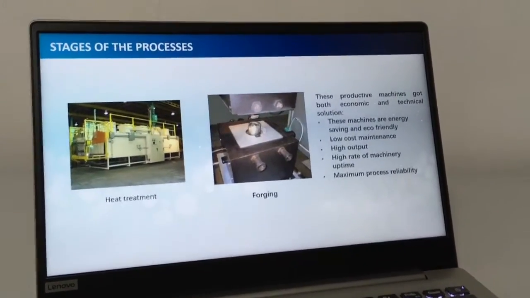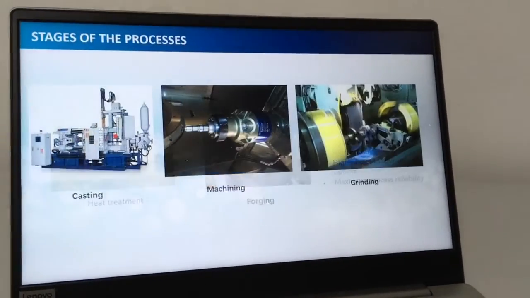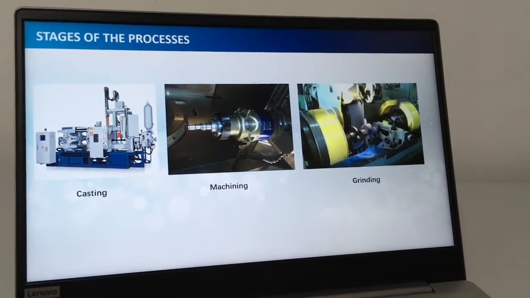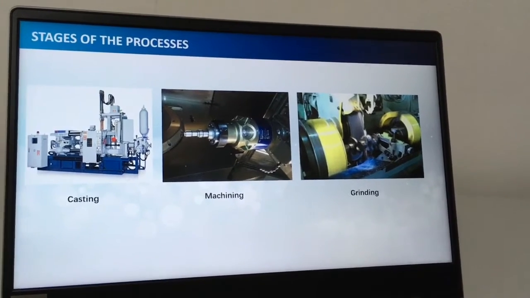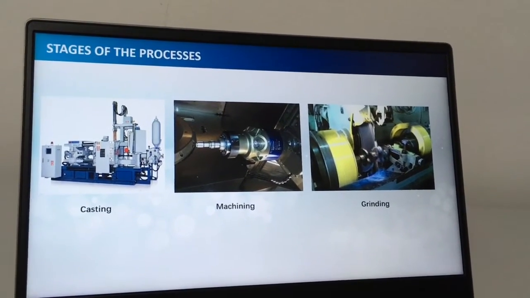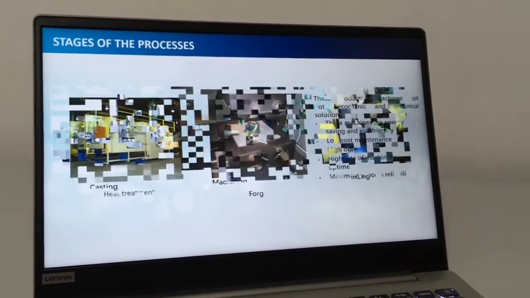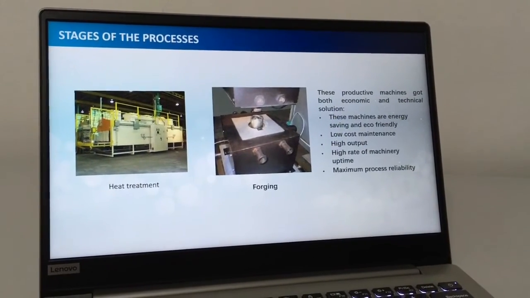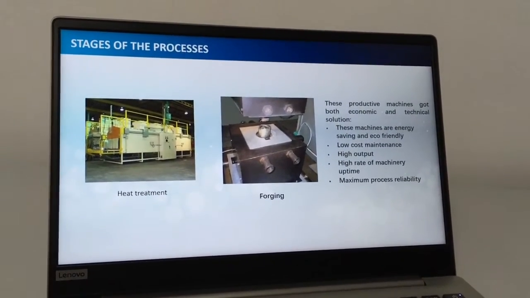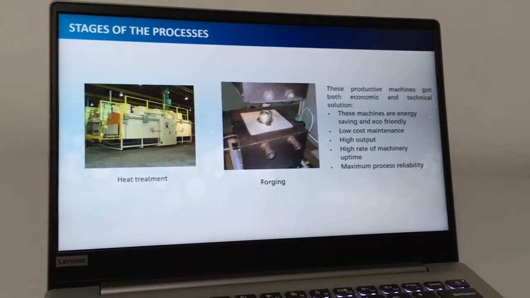To build the piston, in order to increase the quality of the products and promote the service life, grinding is necessary. Then we can talk a bit about the machines.